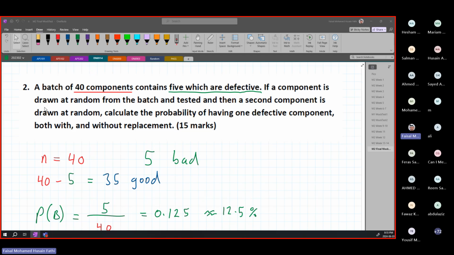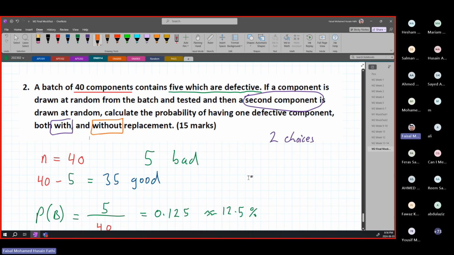If a component is drawn at random from the batch and tested, and then a second component is drawn at random, that means we have two choices in the end. All right, so how many choices? A second one is also taken. So we have two choices or two selections. Calculate the probability of having one defective component both with and without replacement. So we have two cases. First one is with, second one is without. All right.